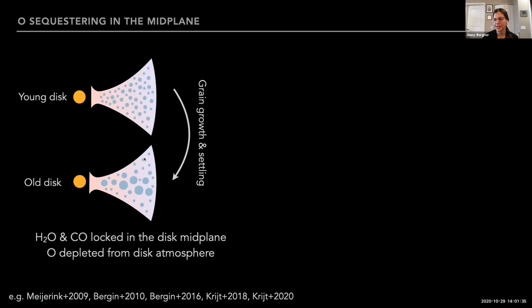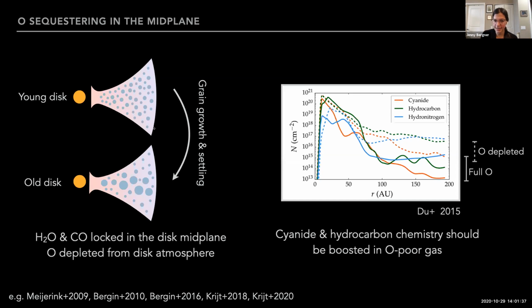And a really interesting prediction of this framework is that we expect that pulling oxygen out of the gas should have a big effect on the chemistry of other chemical families as well. So this is a model by Fujian Du in 2015, showing how the column density of different molecules in the disk varies in different physical conditions.